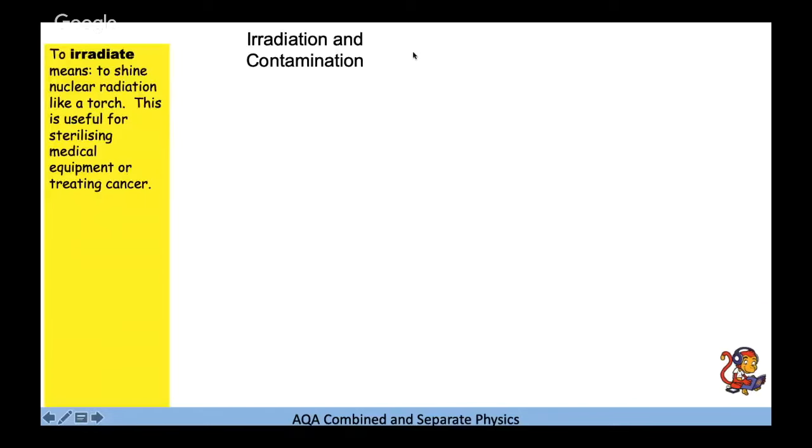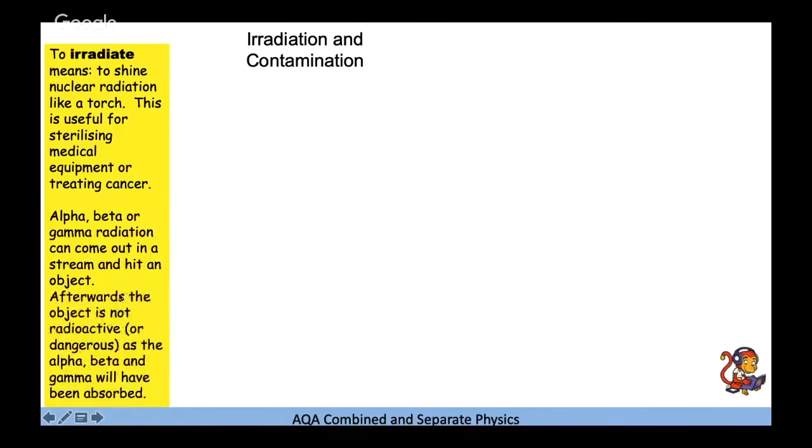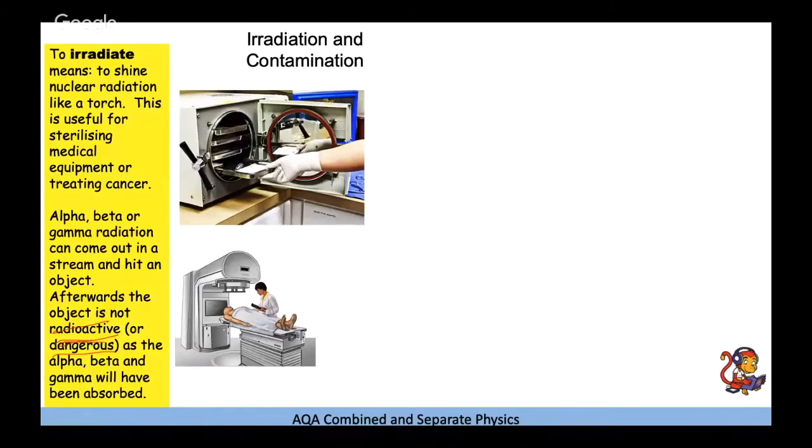Okay, irradiation and contamination then. So if I irradiate something, it's like me shining a torch of alpha, beta or gamma radiation at something. It's useful for sterilizing medical equipment or treating cancer. Now, it can come out in a stream and it can hit an object. That object is not radioactive afterwards or dangerous. Of course it's not, because it can be used for more operations, for example, if you're sterilizing equipment. So just a couple of pictures of those. This would be them sterilizing medical equipment. This would be them treating cancer.